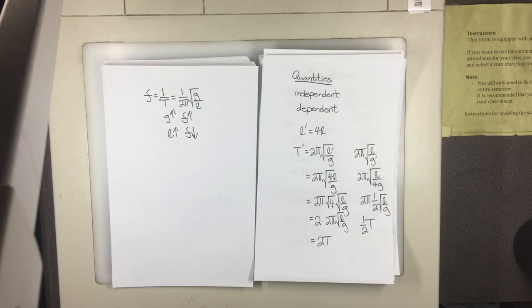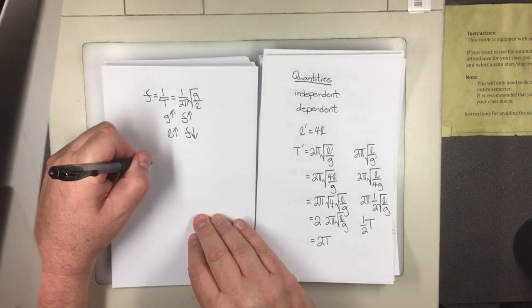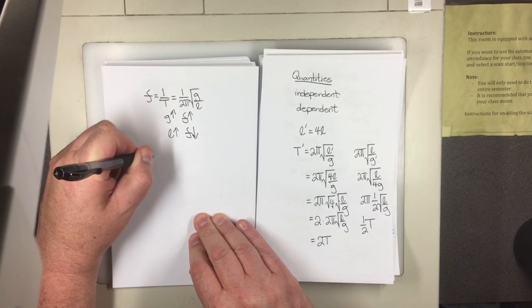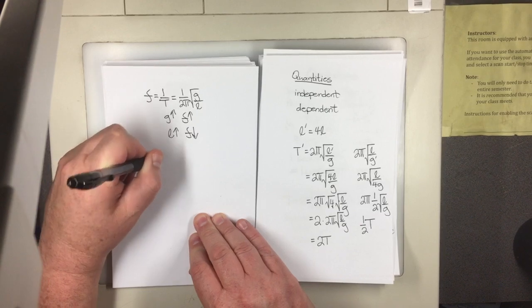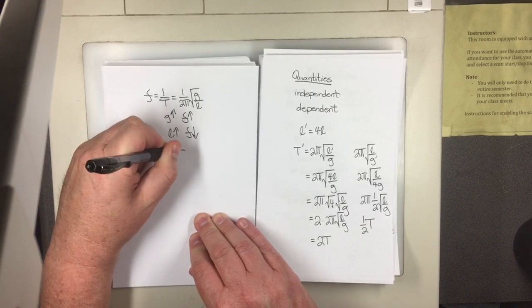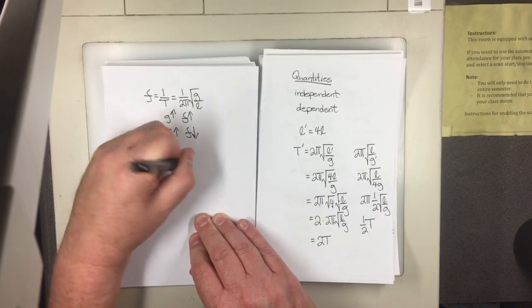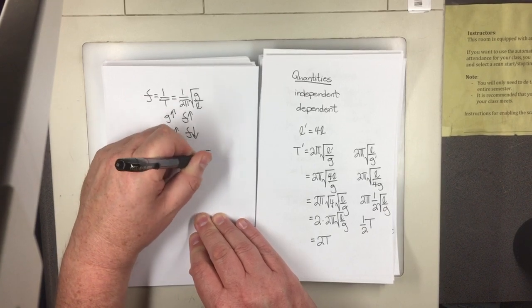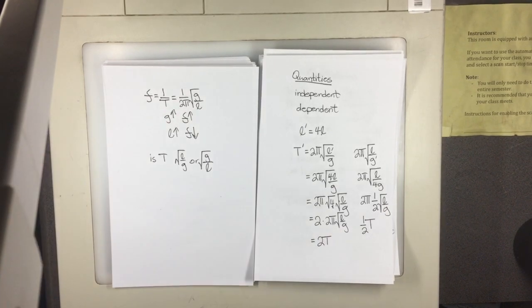Now granted, you will be given these equations on the worksheet for the test, or the equation sheet. But a lot of times, you could sit there and go, is T square root of l over g or g over l? A lot of times I go, is it g over l or l over g? I'm never quite sure.